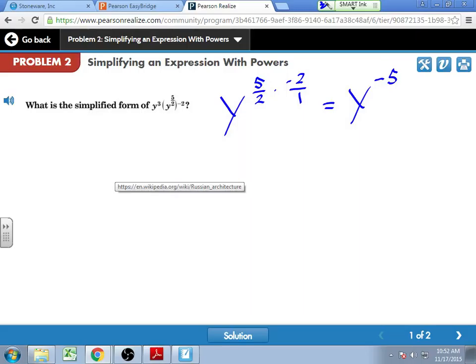Wait, wouldn't you add y to the third to y to the -5th? I agree, because this y to the third still needs to happen.